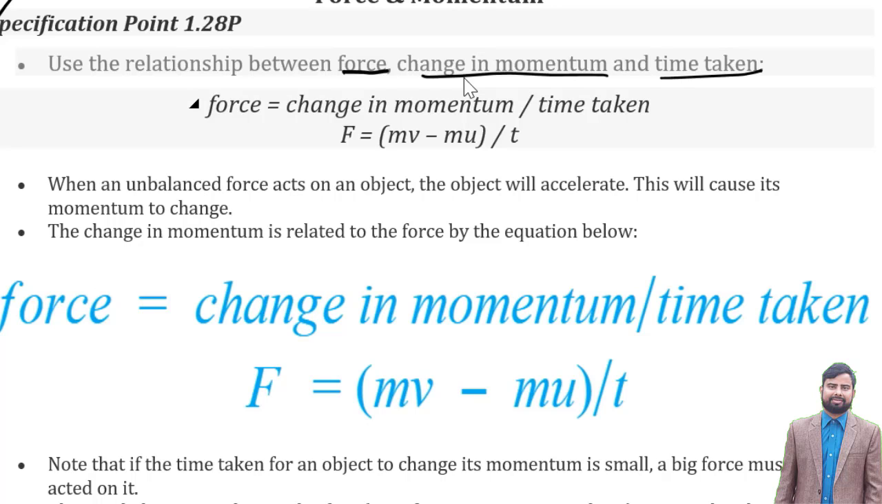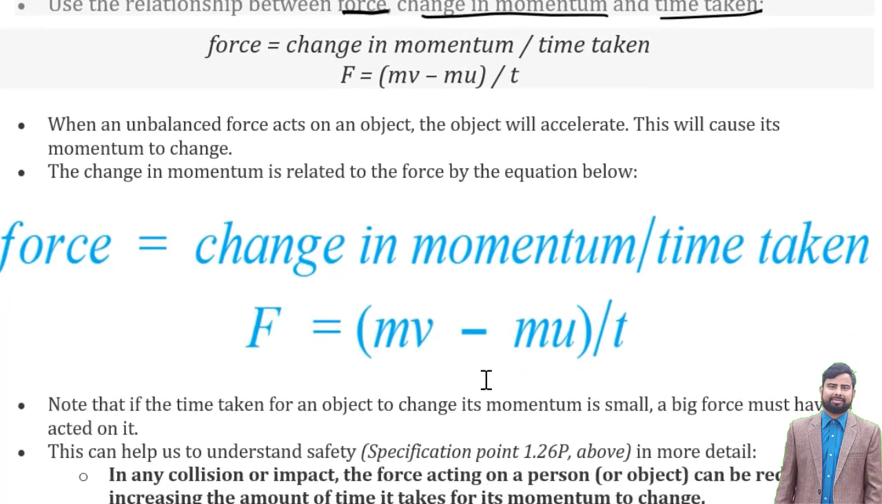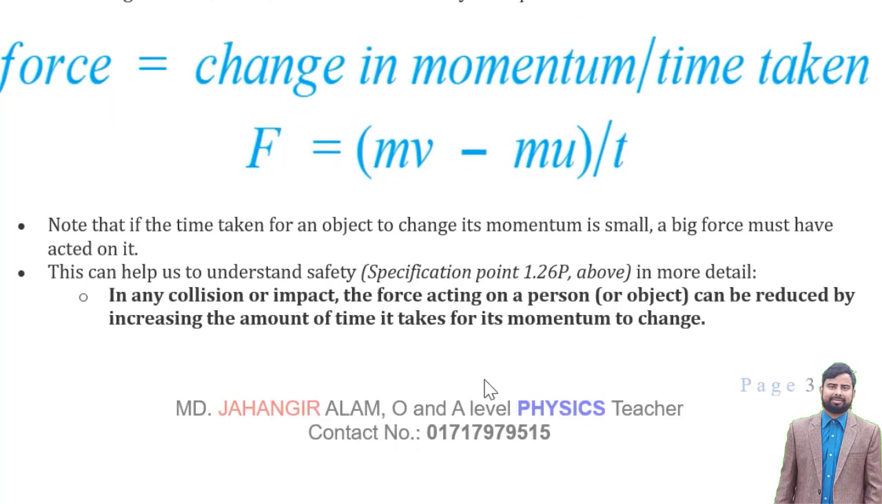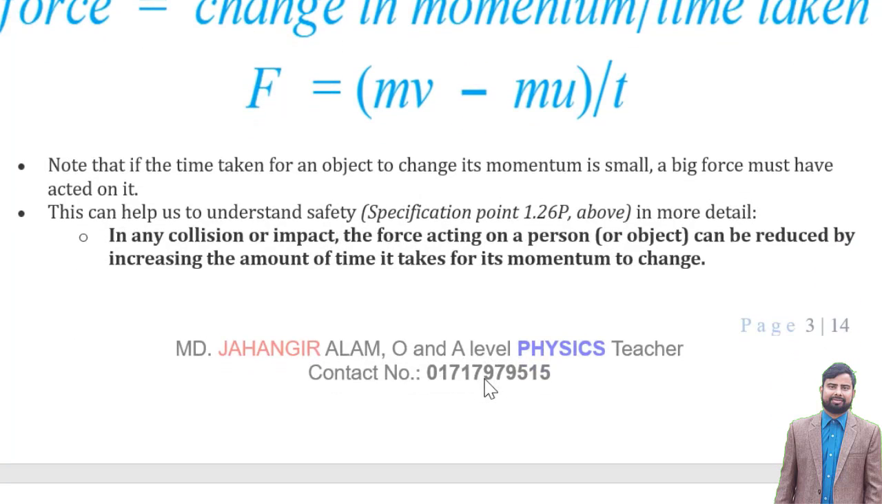So when an unbalanced force acts on an object, the object will accelerate. This will cause its momentum to change. The change in momentum is related to the force by this equation. Force is equal to change in momentum divided by time taken. So F equals mv minus mu divided by t.